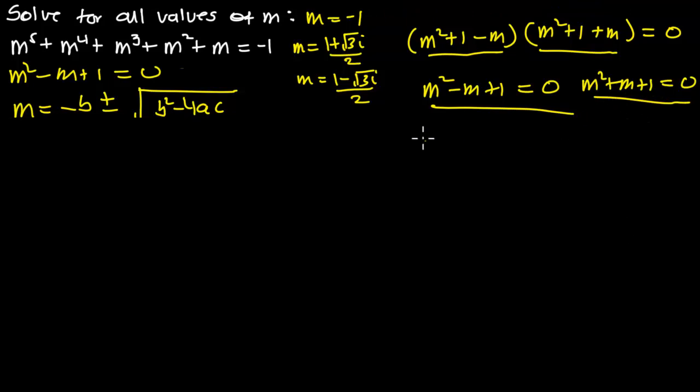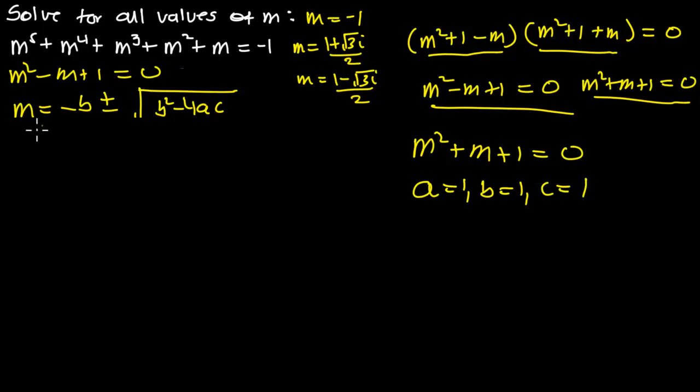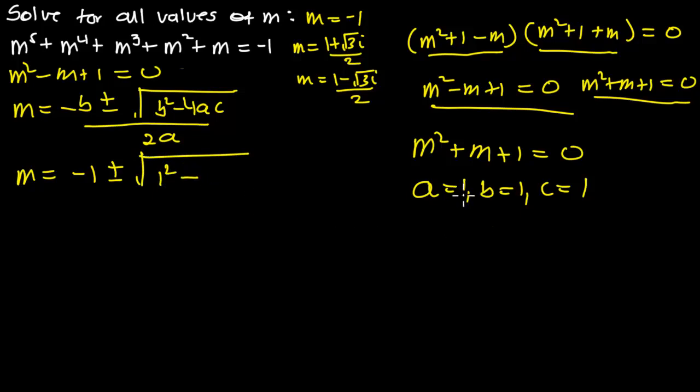Okay, so with the second equation, we have m squared plus m plus 1 is equal to 0. So when you compare this with the general quadratic equation, a is equal to 1, b is equal to 1, and then c is also equal to 1. So the quadratic formula is given by this, and so we are going to have m to be equal to, we have negative b, and b is 1. So negative 1 plus or minus the square root of 1 squared minus a and c are all 1s. So 4 times 1 times 1 all over 2a, and then a is 1.